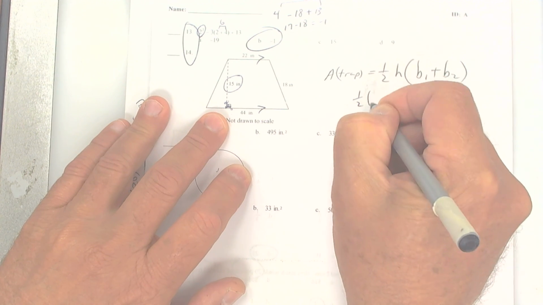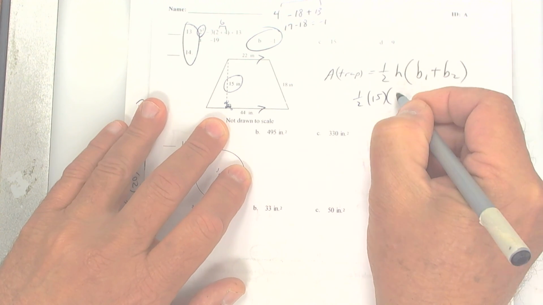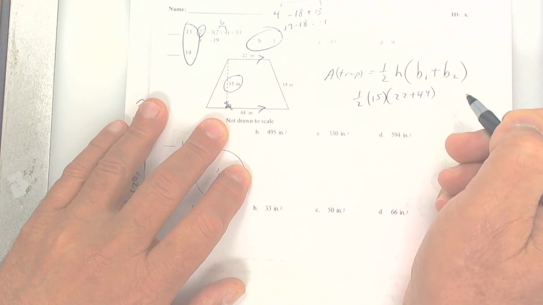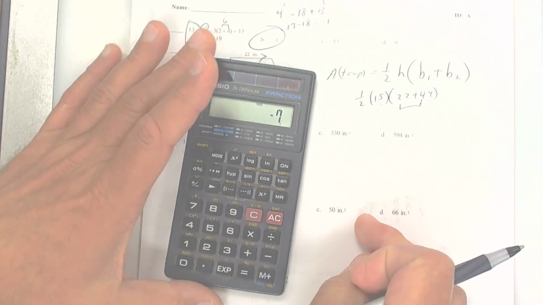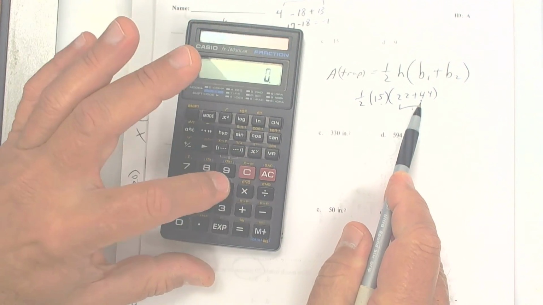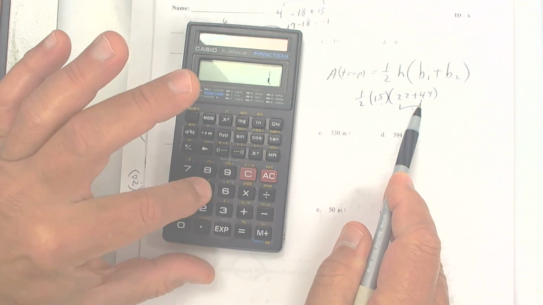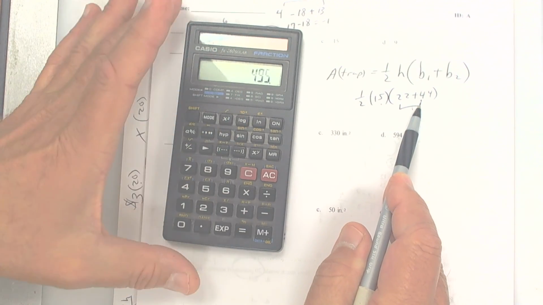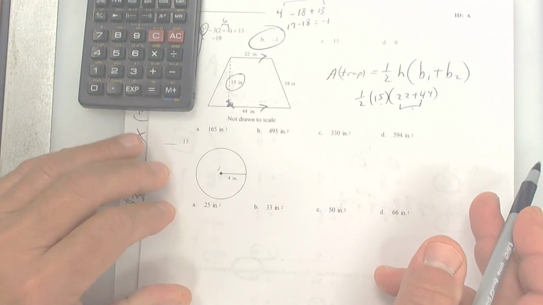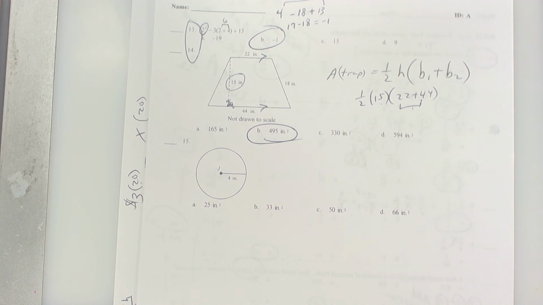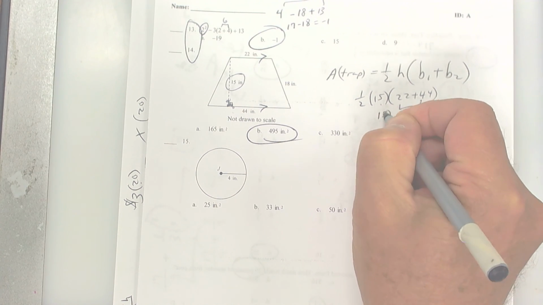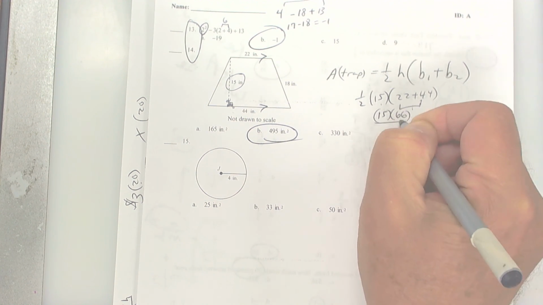So it's 1/2 times 15 times the sum of the bases. So it's 22 plus 44. I add these up, I multiply, and then I divide by 2. So if I add them up, I think it's 66. So 66 times 15, press equals, divide by 2. I'm looking for 495 square, its area. There it is right there. Any questions on how to do the trapezoid? Okay, so it's 15 times 66 divided by 2.